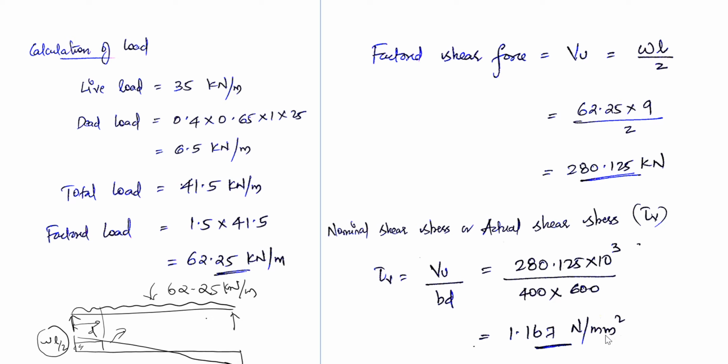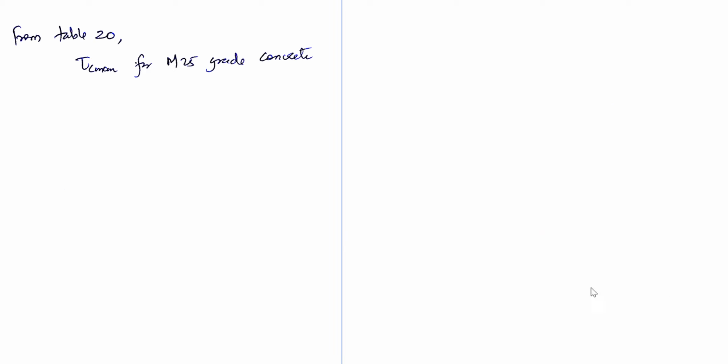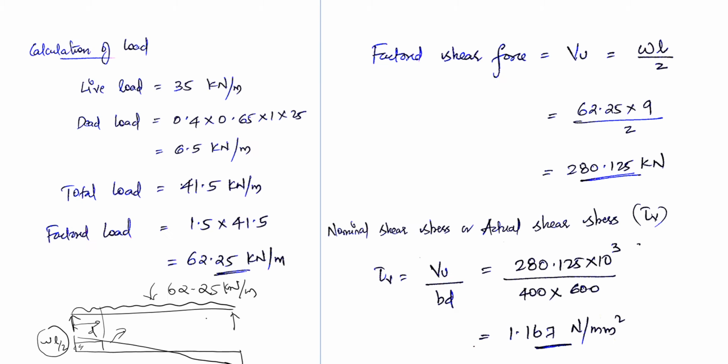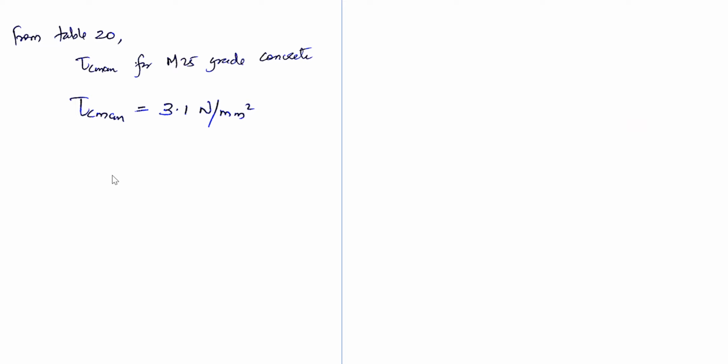Now we need to check this value against tau c max. From table 20, you will get the value of tau c max for M25 grade concrete as 3.1 Newton per mm square. That is, your tau V value is less than tau c max, hence it is safe. Your tau V value is 1.167, and the tau c maximum allowable value is 3.1 Newton per mm square, which means it is safe.